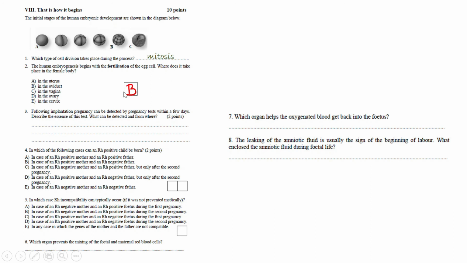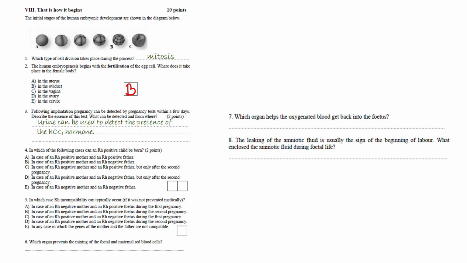Following implantation, pregnancy can be detected by pregnancy tests within a few days. Describe the essence of this test, what can be detected and from where. Alright, so pregnancy tests are using urine in order to detect the human chorionic gonadotrophin hormone, which is also called HCG hormone. So urine can be used to detect the presence of the HCG hormone.